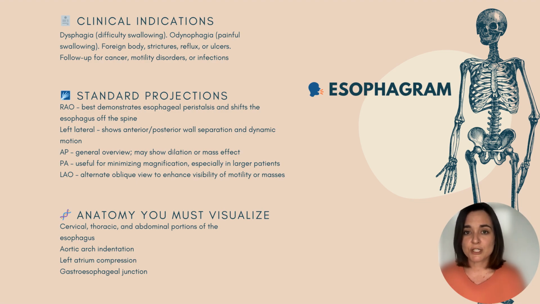Your standard projections include RAO, which best demonstrates the esophageal peristalsis and shifts the esophagus off the spine. Your left lateral view shows anterior and posterior wall separation and dynamic motion. Your AP, general overview, may show dilation or a mass effect, and your PA is useful for minimizing magnification, especially in larger patients. LAO is an alternate oblique view to enhance visibility or motility of masses.